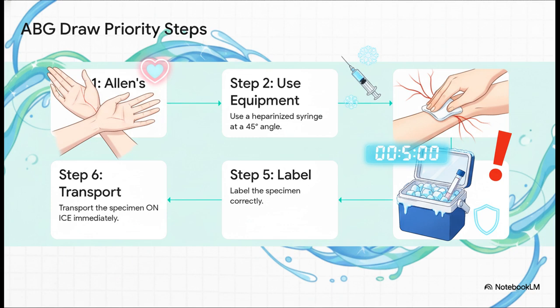But what is the absolute number one highest priority nursing action after you get the sample? It's applying firm pressure to that artery for at least 5 minutes to prevent a hematoma. That's the safety answer the NCLEX is looking for.